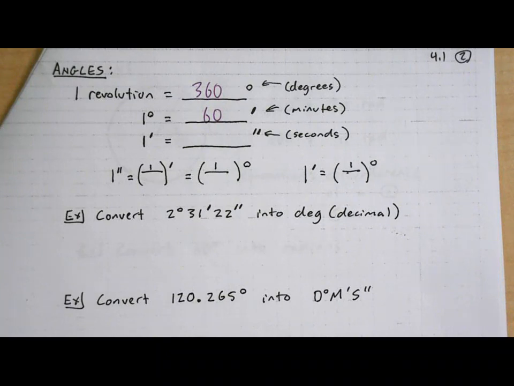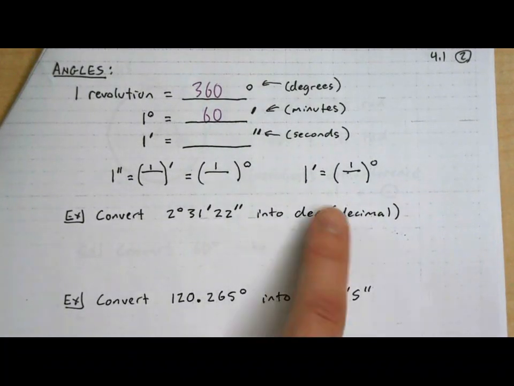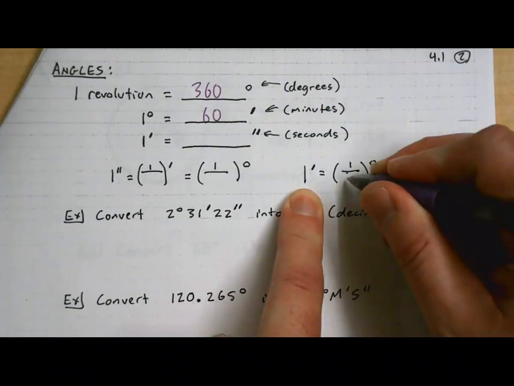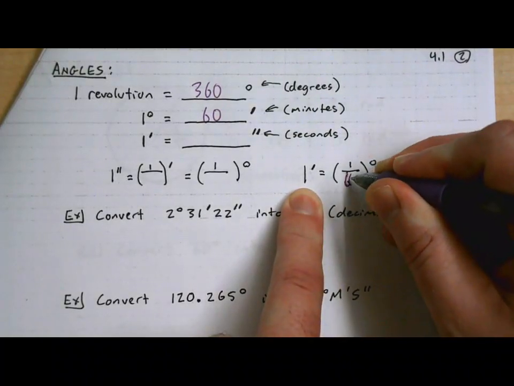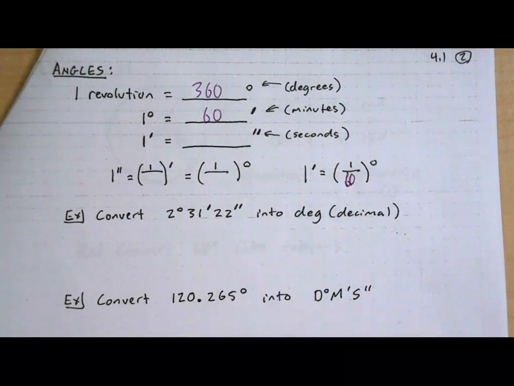So 1 minute is 1/60th of a degree. I've got that down here. 1 minute is 1/60th of a degree. Now that's small. A 1 degree angle, if you try and picture a 1 degree angle, that's pretty tiny. Now cut that into 60 equal pieces. That's a 1 minute.